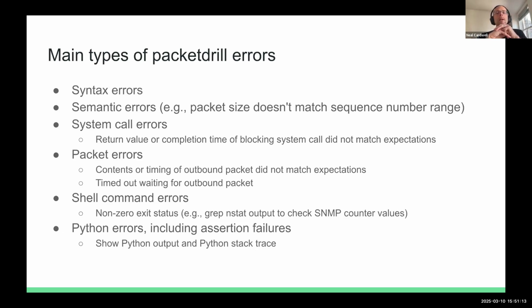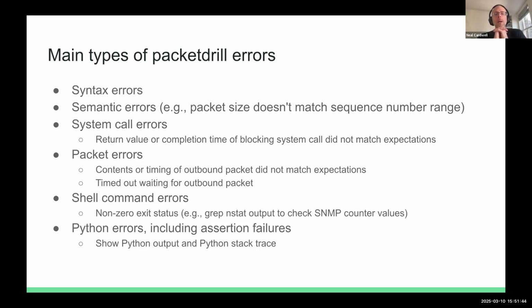For example, you might specify a packet that just doesn't make semantic sense. More interestingly, there are system call errors where either the return values, return data, or completion time didn't match what the script expected. Or analogously for packets, obviously the content or timing may not match the script expectations, or you might time out waiting for an outbound packet and no packet comes at all. Obviously, shell commands can fail, and that can be useful.